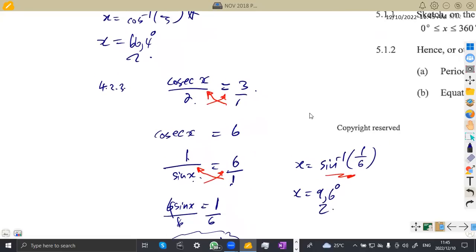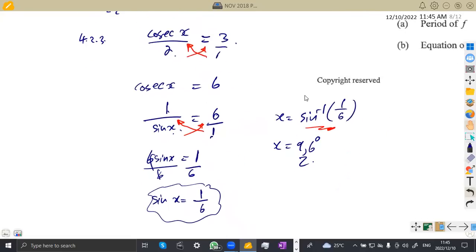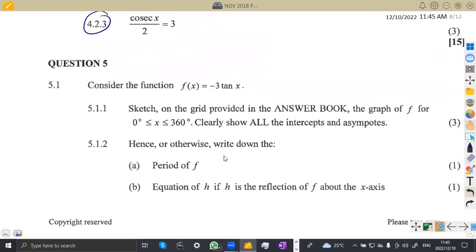So that was 4.23. As you can see, guys, it's a matter of playing around with the trig ratios that can help you work out as much as you can. So I encourage you guys to revise. All right, any questions? Okay, let's see the other part, which is question 5.